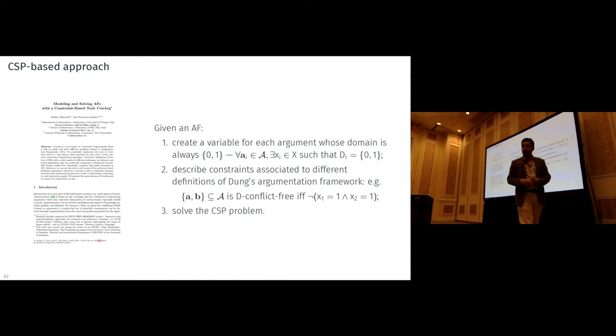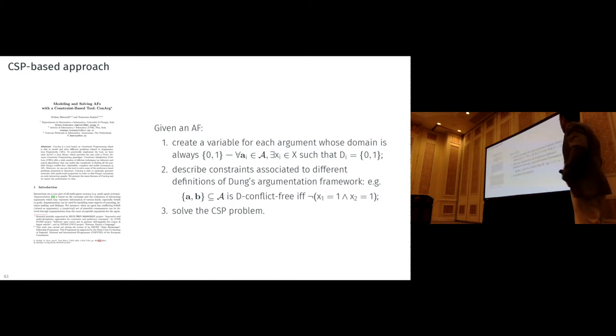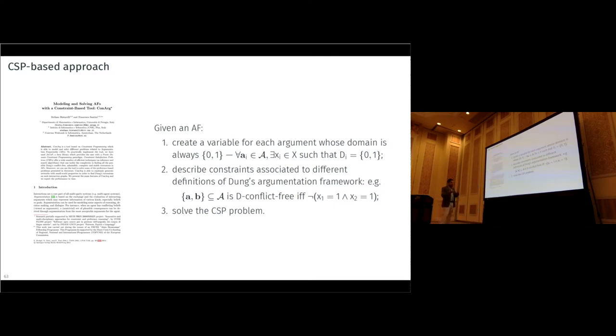For instance, Stefano and colleagues proposed a CSP-based approach that takes an argumentation framework and creates variables for each of the arguments in the argumentation framework. After that, they encode the constraints regarding the different definitions of Dung's argumentation framework into this constraint satisfaction problem. As you noticed before, in essence, every labeling or every complete extension is a constraint problem. So for instance, having A and B be conflict-free requires that you cannot accept both arguments at the same time. And once you have your variables and your constraints, we have had constraint satisfaction solvers for quite some time now. You run it, you get the result, you win.